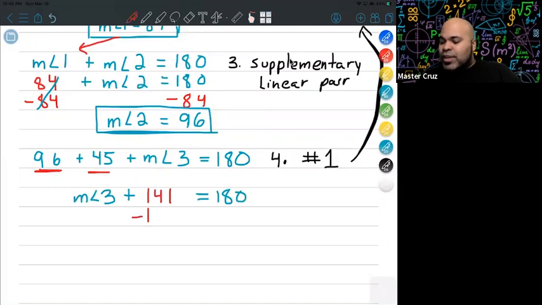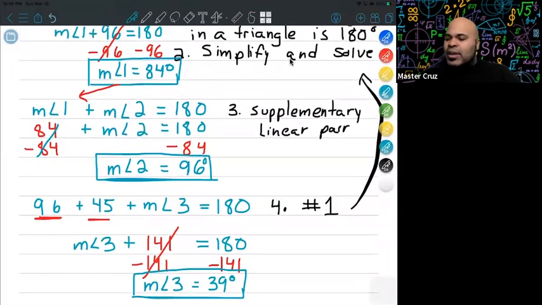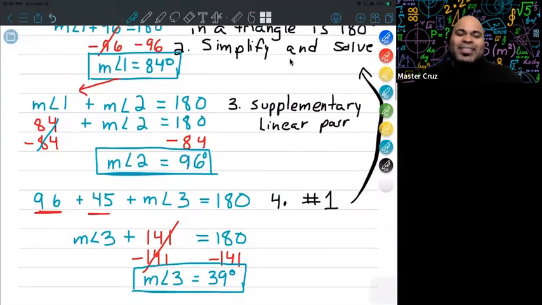And then we solve the equation just like we did before, minus 141 minus 141. This cancels and we get that the measurement of angle 3 equals 39 degrees. So the measurement of angle 3 is 39 degrees. The measurement of angle 2 is 96 degrees. And the measurement of angle 1 is 84 degrees. We've solved for all the angles in my triangle. So that will be the answer.